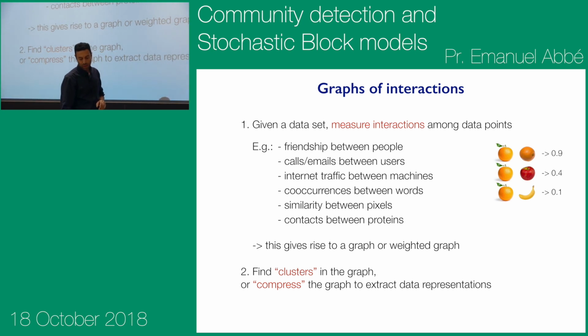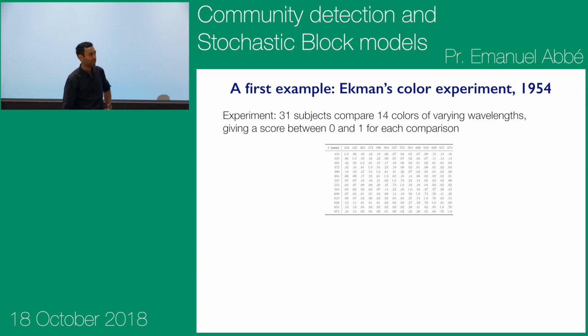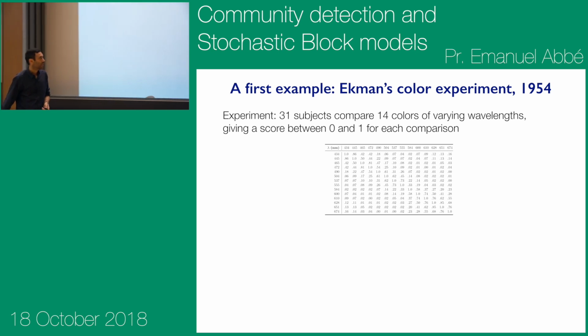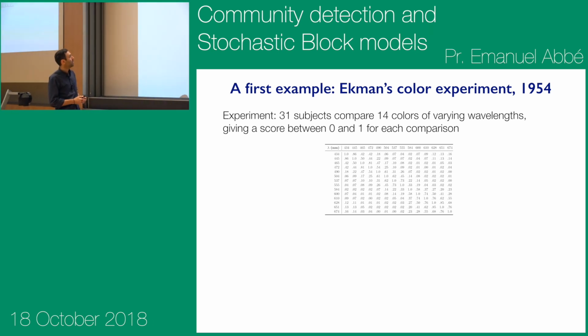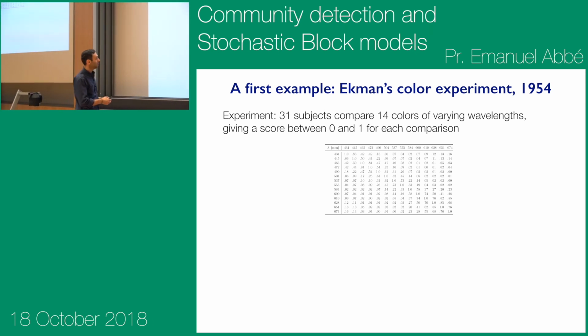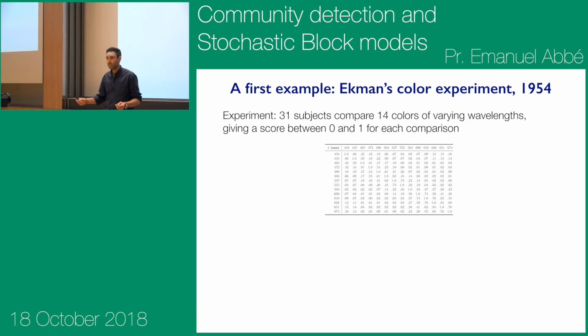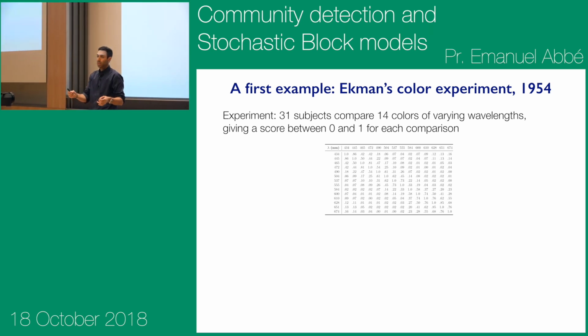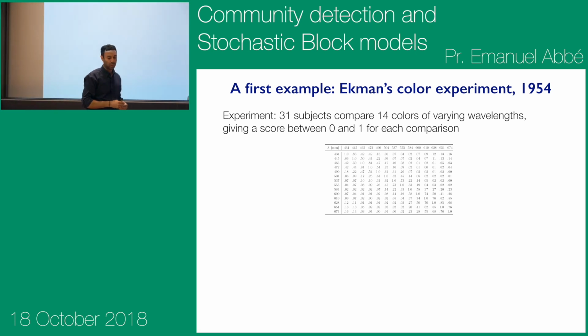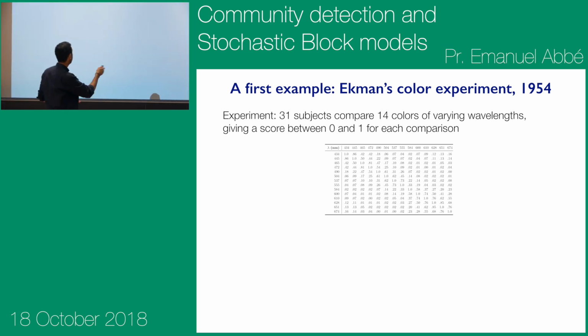So I'll tell you a bit more about what I mean by compress and get a data representation. And let's look maybe at the first example, which is a fairly old example. It's the experiment done by Ekman in the 50s. What he did is he took a collection of subjects and he showed each person two colors, just a piece of paper with a color. So he had a collection of different colors, about 10.